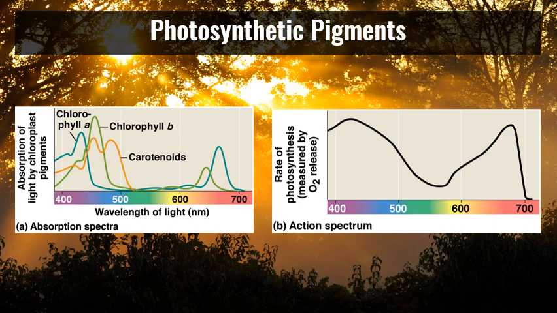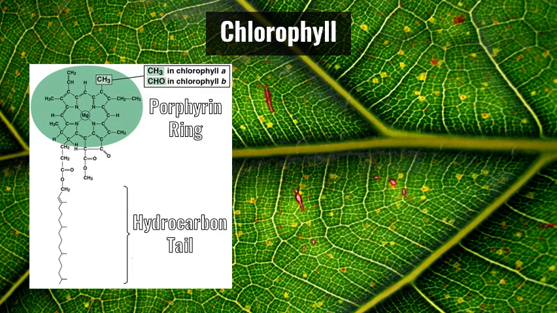The action spectrum is different from the absorption spectrum because the action spectrum actually measures the total rate of photosynthesis by measuring O2 release. So you'll notice that the bands don't exactly match because the action spectrum is the sum total of all pigment activity. Chlorophyll, of course, is the main one.